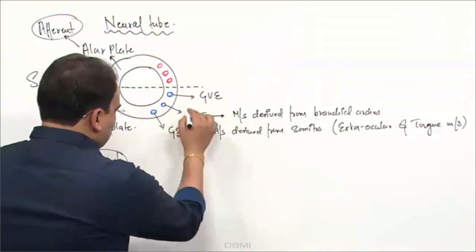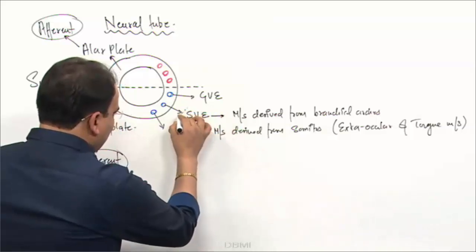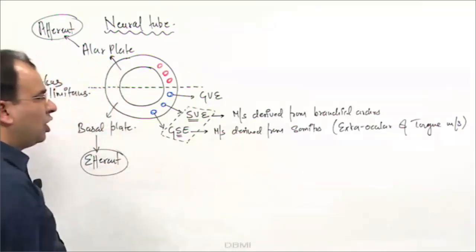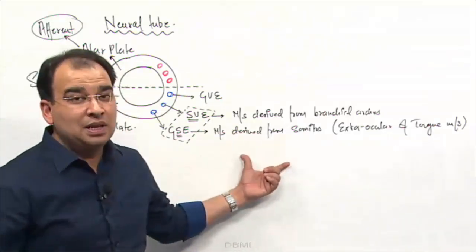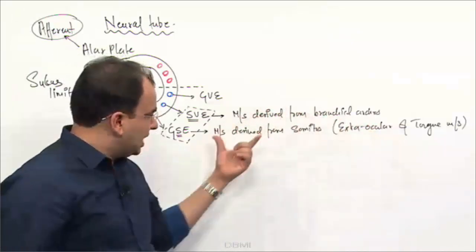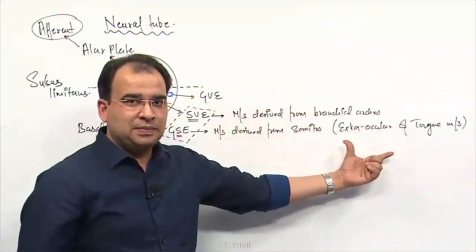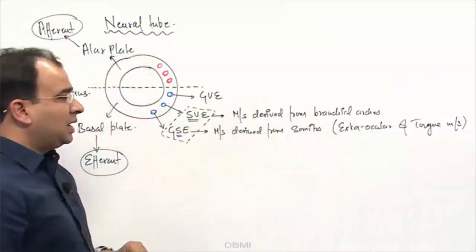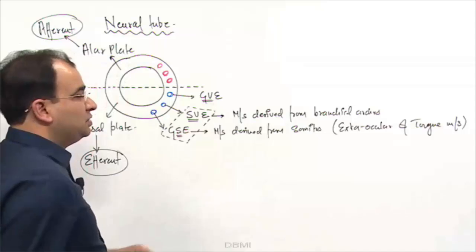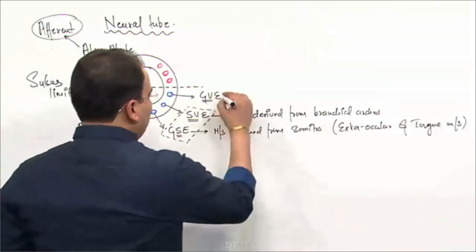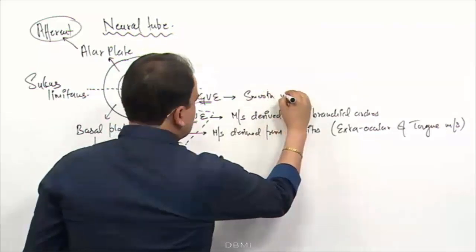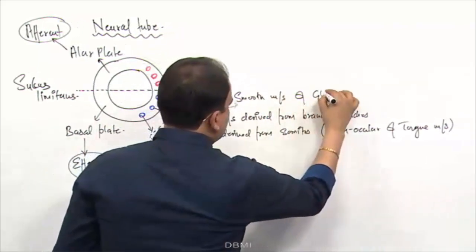So guys, see what is common about these two columns. The common thing in these two columns is that they both are supplying what type of muscle? Skeletal muscle. Skeletal muscles derived from branchial arches, skeletal muscles which are derived from the somites. Now we have to supply the smooth muscles, and there comes the general visceral efferent column. General visceral efferent is for the smooth muscles and glands.